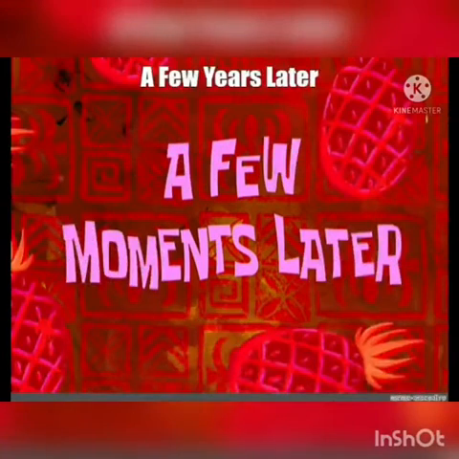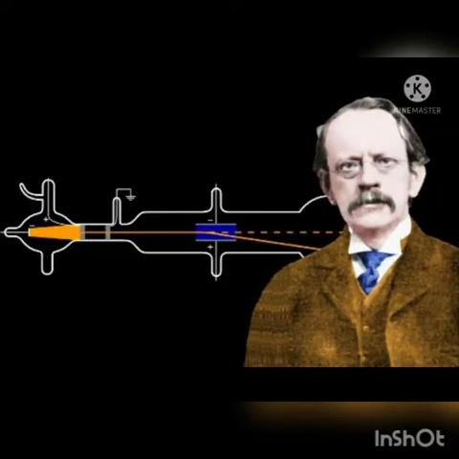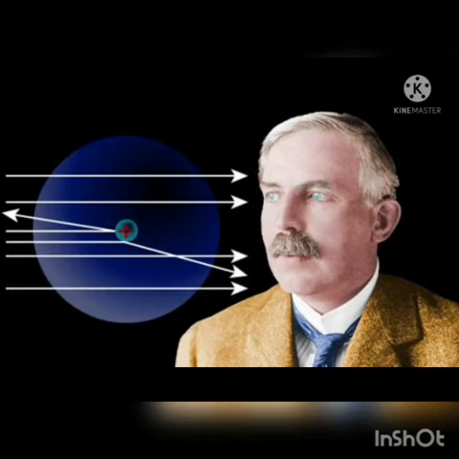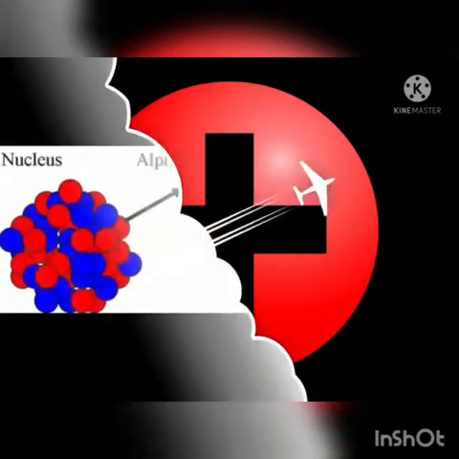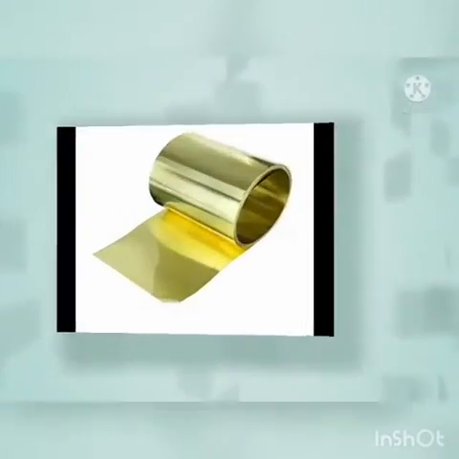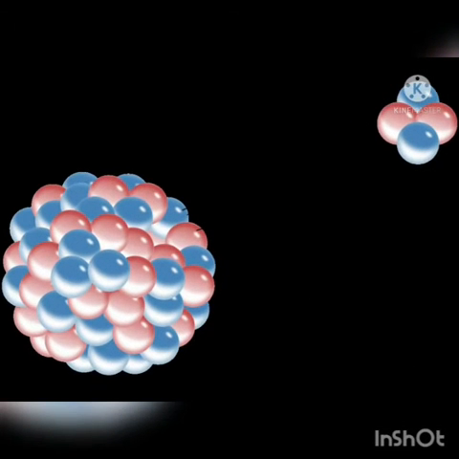A few years later, Ernest Rutherford, one of Thomson's students, ran some tests on Thomson's plum pudding model. In his experiment, Rutherford fired a beam of positively charged particles called alpha particles on a very thin sheet of gold foil. Now you are probably going to ask, what are alpha particles?